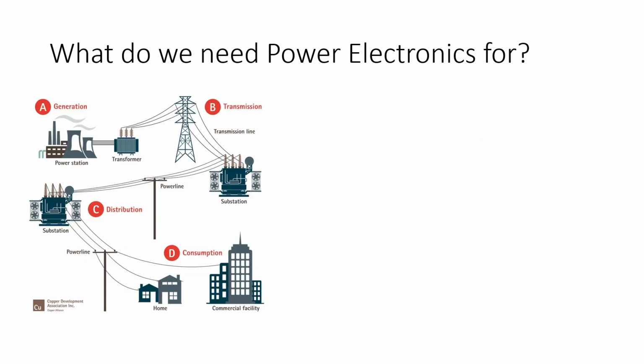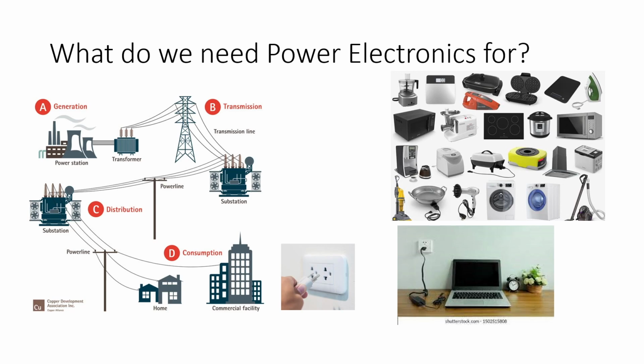So what do we need power electronics for? Well, you already see that we have the power from the grid as AC, alternating current, from the power plant, through transmission, until the residence. Then you get the AC power source from the socket, right? But most appliances, not all of them, but most of them, use DC current.